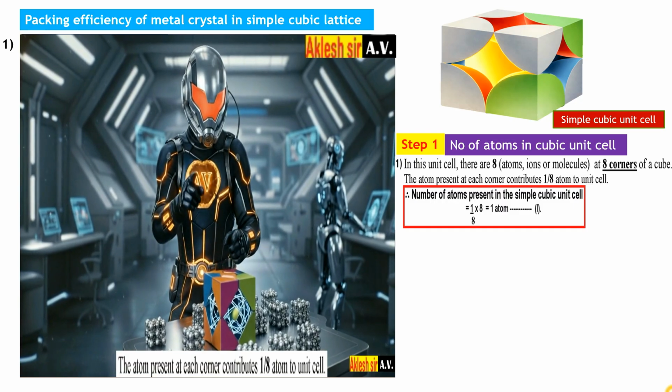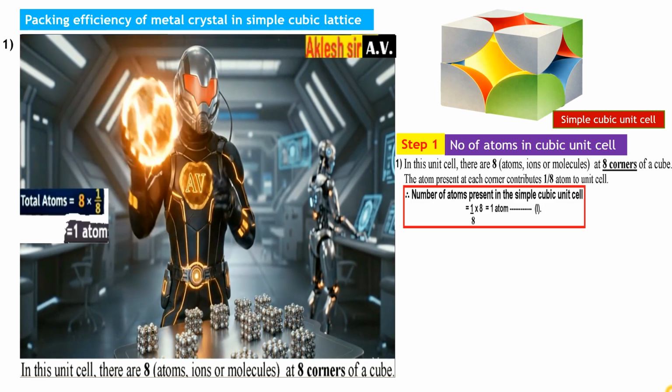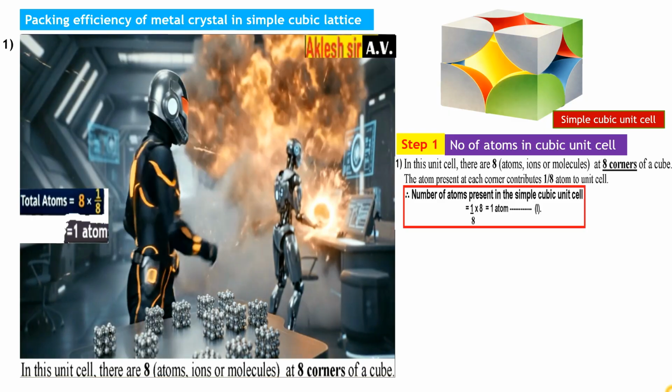Each corner atom contributes 1/8 part. There are 8 corners, so the total contribution is 1 atom.